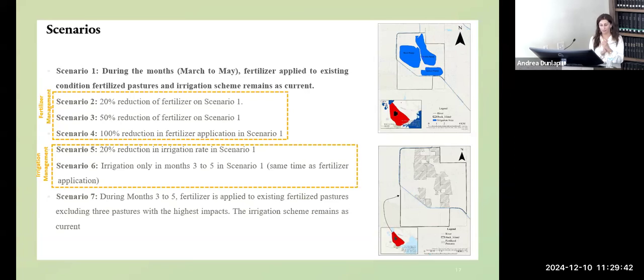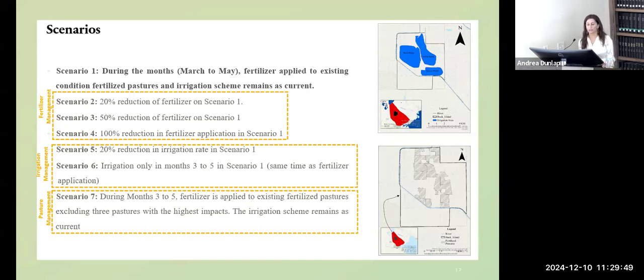instead of having irrigation during the dry season. And scenario 7, I named pasture management. During months 3 to 5, where fertilizer was applied in existing conditions, we investigated which pastures had the highest impact, and then we removed them, and checked what happened to the amount of nitrate in the water.